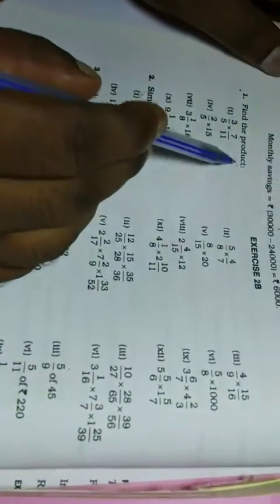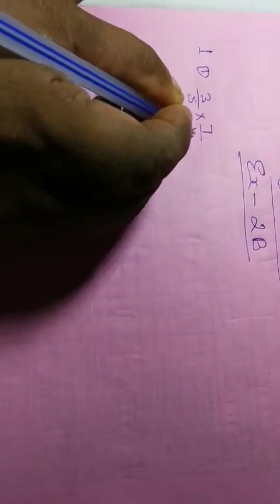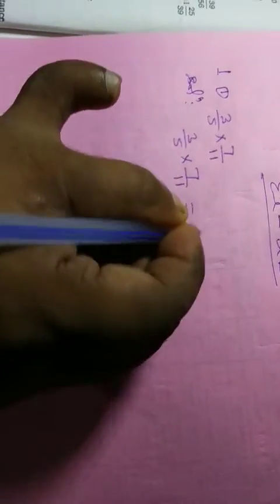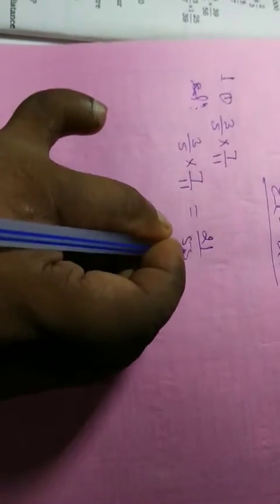I am going to teach you class 7 math exercise 2B. Exercise 2B. Find the product. First question: 3 by 5 into 7 by 11. Product, 21 by 55, answer.